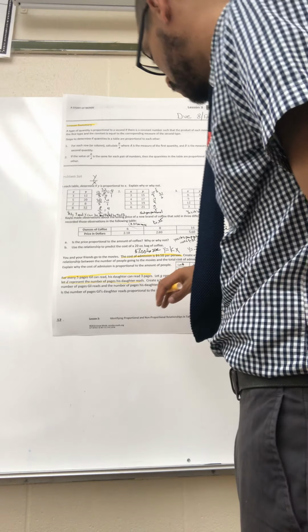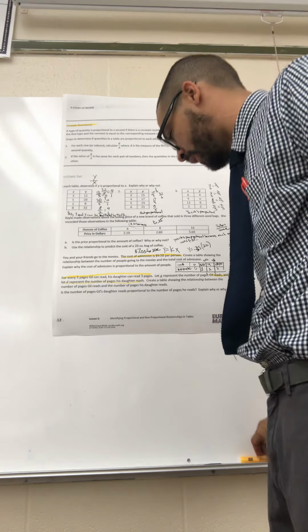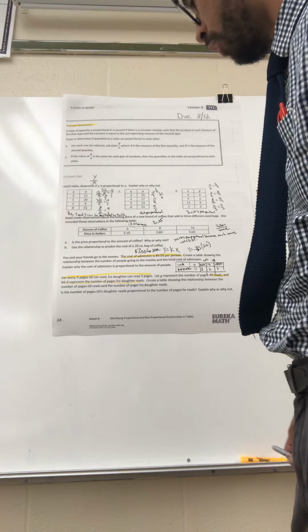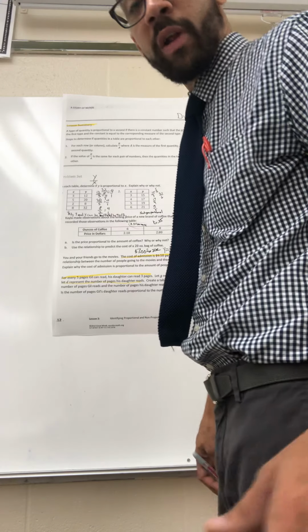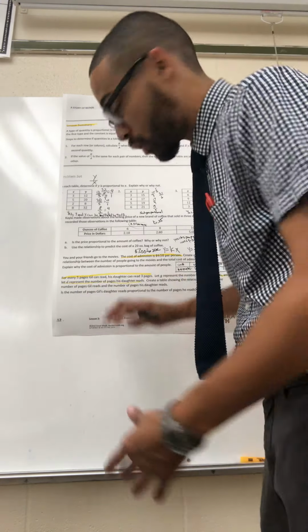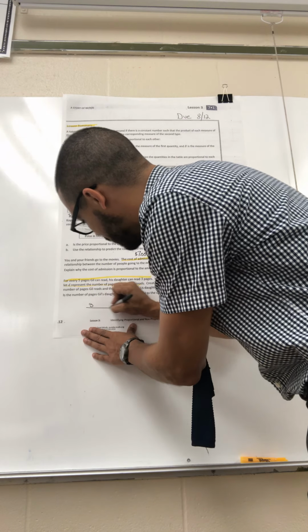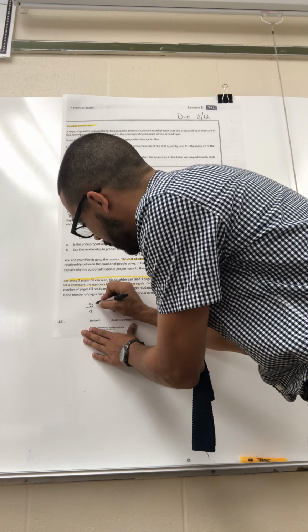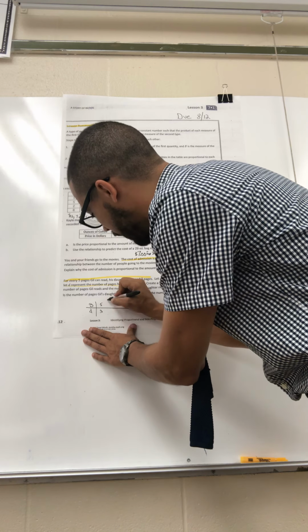Create a table showing the relationship between the number of pages Gil reads and the number of pages his daughter reads. Are the number of pages proportional? Look, if you haven't figured it out by now, all of these relationships have been proportional because it's telling us the rate. But let's go ahead and make it. We got G, the number of pages Gil reads. We got D, the number of pages his daughter reads. Gil reads 5, daughter reads 3.